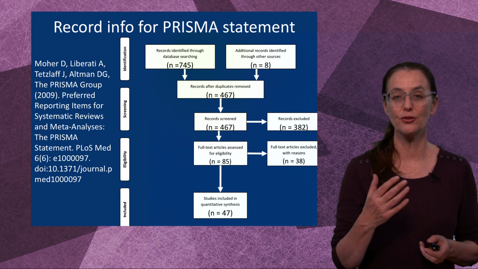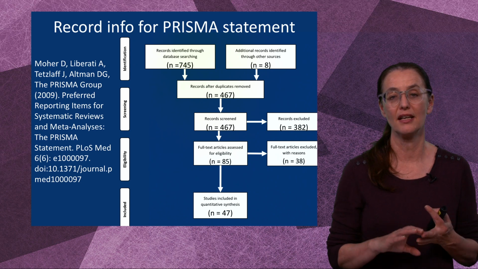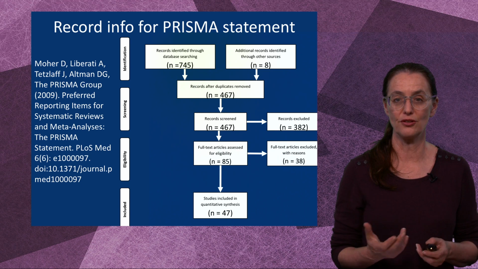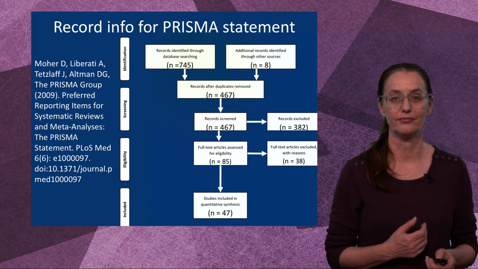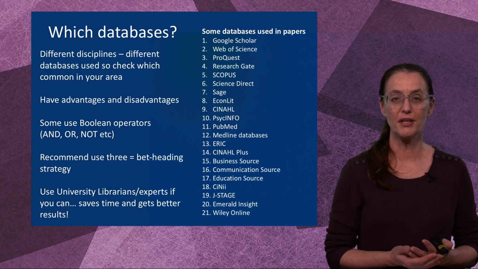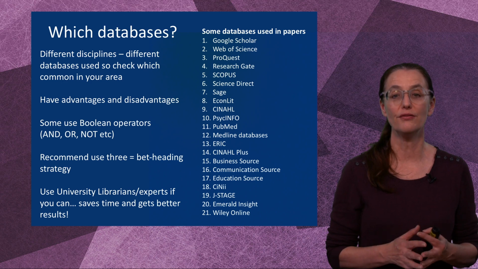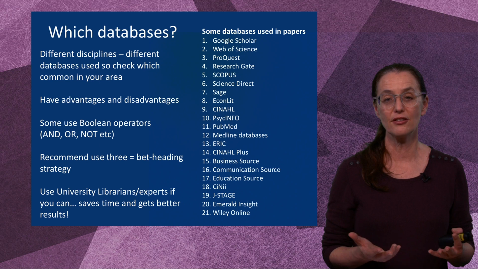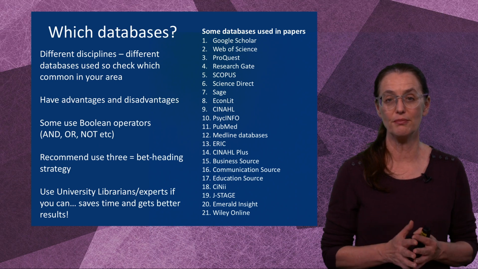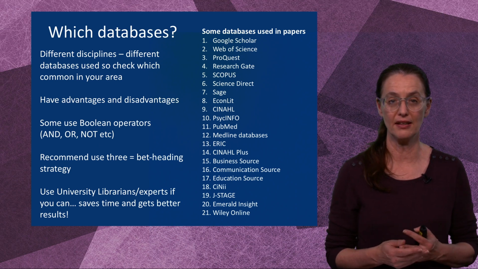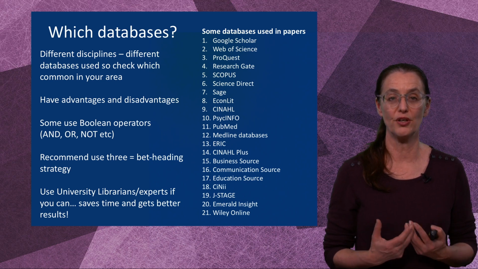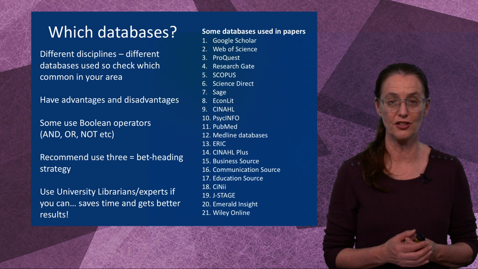And so we're going to go through talking about which databases, some of the components about how you search those and how you do those screening criteria. So which databases to use? Well, there are a whole lot of different databases and they vary a lot depending on discipline areas. These are at least 21 of them that we've found being used in different papers using this method. So different disciplines, different databases. So it's really important to work out which is the appropriate one for your literature.